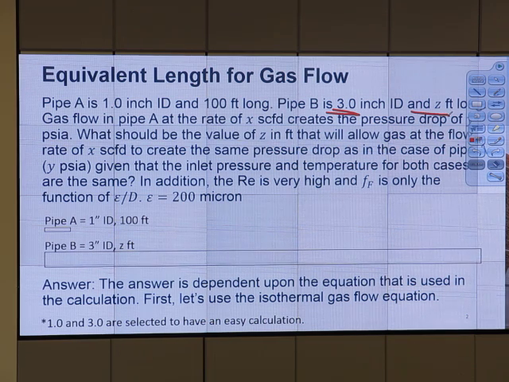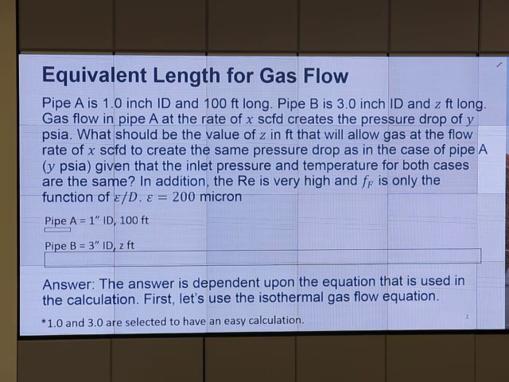And I think I said that both of them have the same pressure drop. So what should be the length of the 3 inch pipe that will create the same pressure drop as in the case of the 1 inch pipe that is 100 feet long? Okay, that's the question. So we will try to find that value, that Z. Okay?